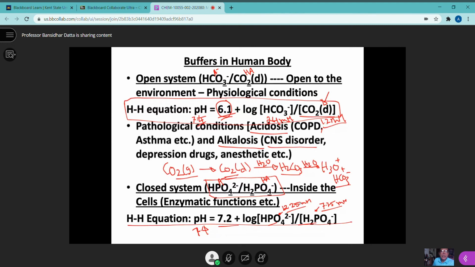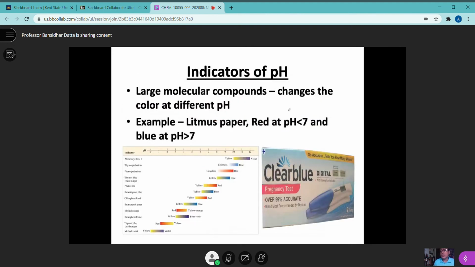Next, move on. Now, next one is how do you see the pH? Do you need to have an indicator, or do you have to have a machine all the time? Will we carry the machine? The answer is no. There are some indicators available to measure the pH very routinely, within a few seconds, a minute or two at the most. Indicators are usually large molecular compounds that change color at different pH. You must remember what indicators are.